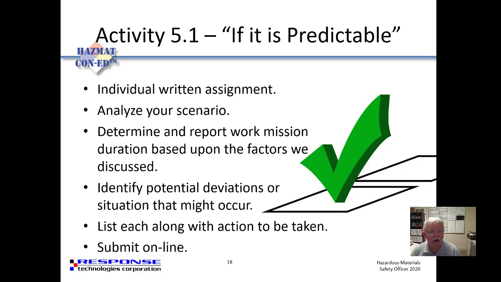I want you to list all of them that you can. Think about all of those potential deviations or situational changes that may be predictable, and list them, and list an action with them that you would take in order to either suspend, alter, or terminate that activity. So just a bullet item list of the potential deviations or situations that can occur. List each along with an action that you would take, and then go ahead and submit that online. That'll be activity 5.1.